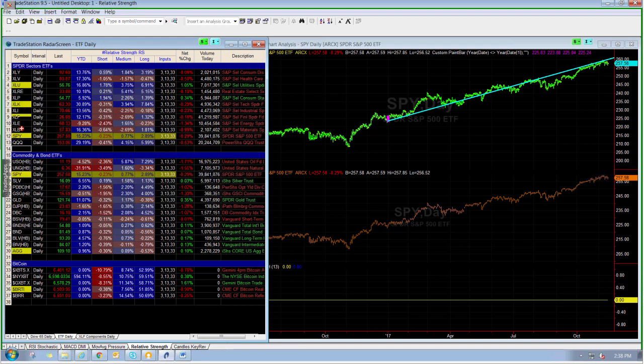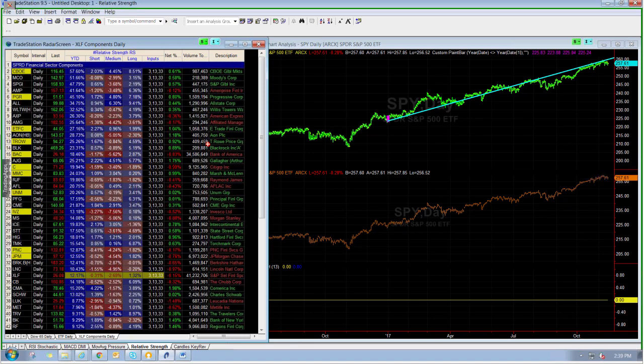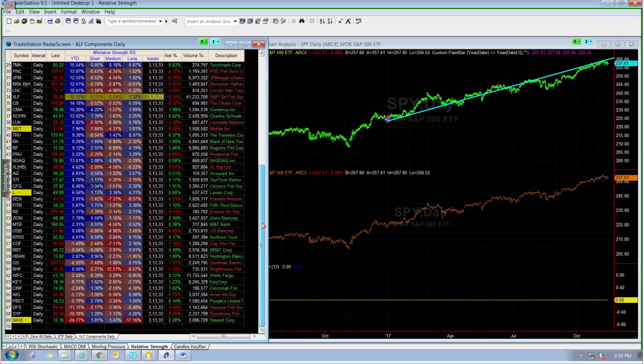My ETF list here includes the spider sectors, some commodity ETFs like oil and gas ETFs, and I've even added our new Bitcoin indexes here. So if you're wondering what those Bitcoin indexes are in TradeStation, I've added them here for you in the ETF tab. And again, just finishing up on this concept, this is the spider financial sector, and these are the top symbols in that sector.